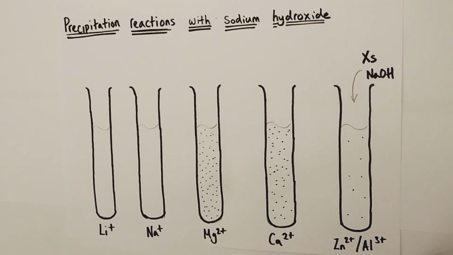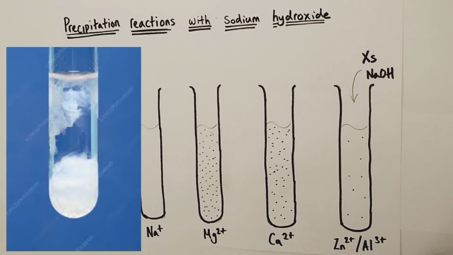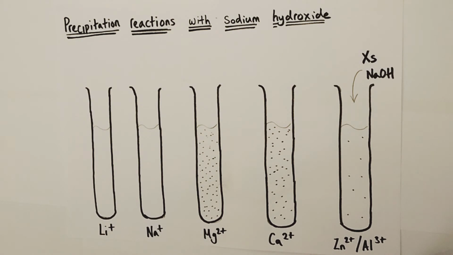On the other hand, group 2 hydroxides become more insoluble as you ascend group 2 itself. So if we were to add sodium hydroxide solution to, say, magnesium ions or calcium ions, then we'd see a sudden and instantaneous formation of a white solid precipitate, confirming the presence of those group 2 metal ions.